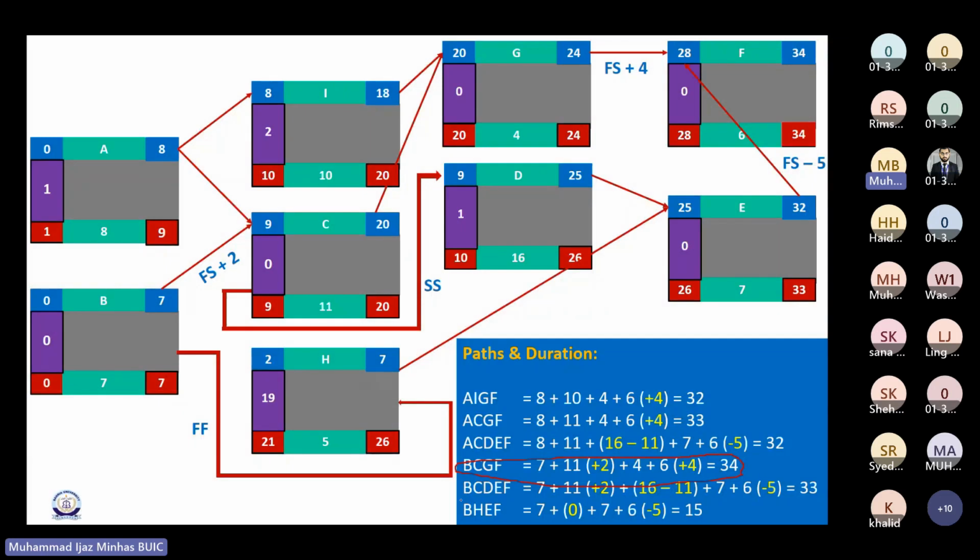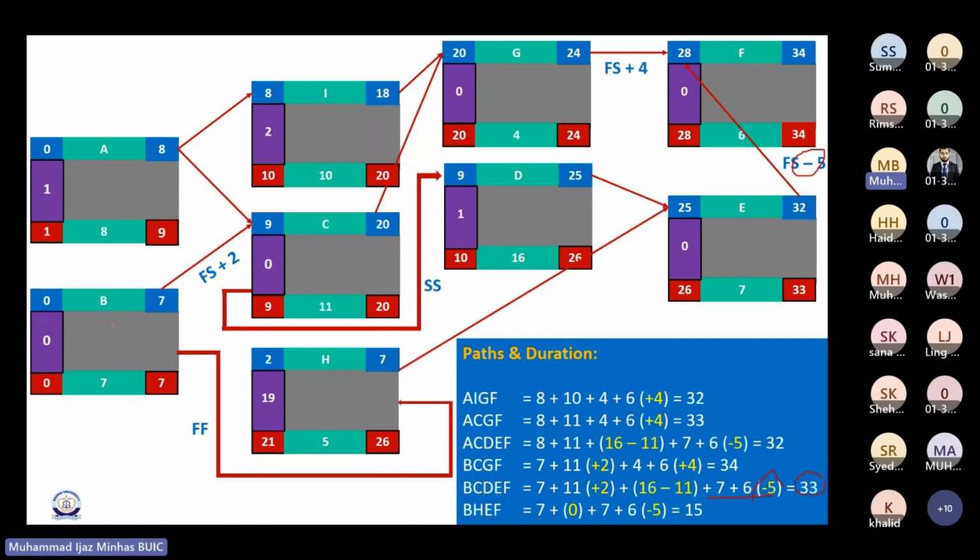The next one is BCDEF, and here the duration is 7 days. For C, it is 11 days, and there's obviously a lag of 2 days, so I've added this lag here. Followed by again the same mechanism, that is 16 minus 1, because the relationship was start to start, correct? And then plus 7 plus 6 minus 5 because of this lead that is there. So it would give me 33 days.